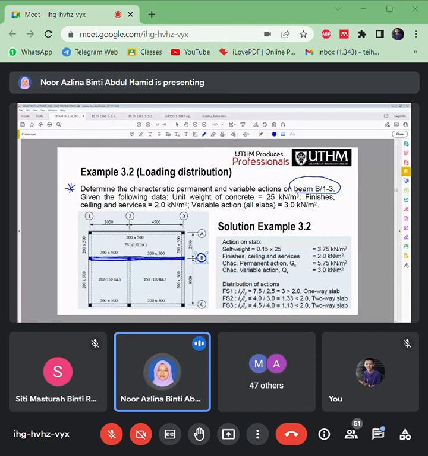Okay, givens: unit weight of concrete 25, finishes, ceiling and services. It is already given here as 2.0. Okay, dia punya finishes semua. Variable actions, which is its QK, is 3 here, right? So in order to know what the loads for this beam are, you need to understand whether it is a suspended or non-suspended slab. Okay, remember this is the dotted line here. That means this slab, this slab, this slab is also cast together with this beam. The slabs here will transfer the load to this beam.